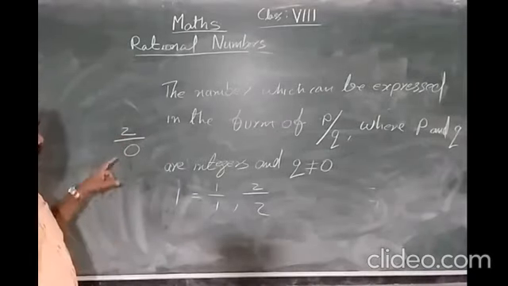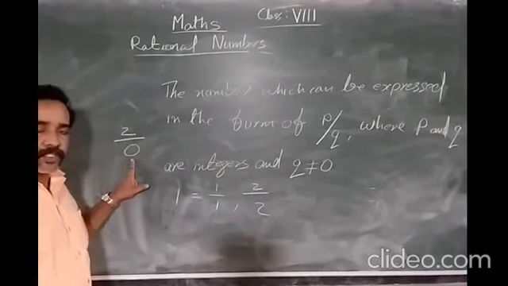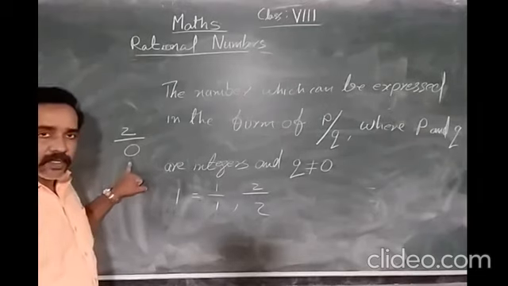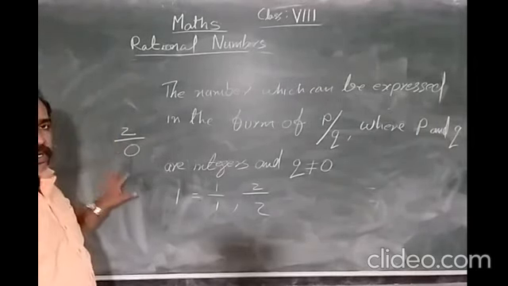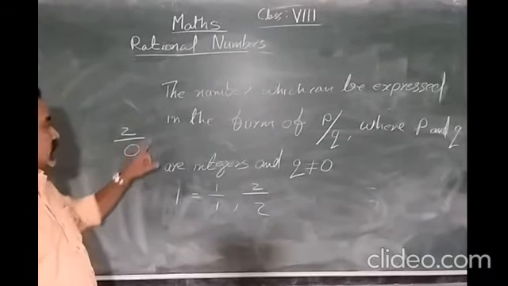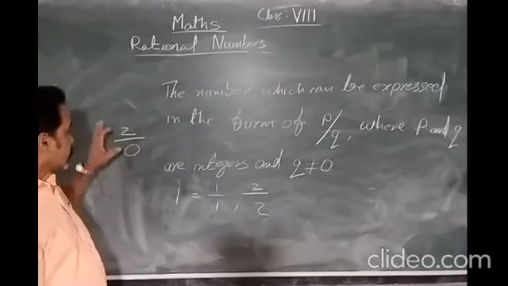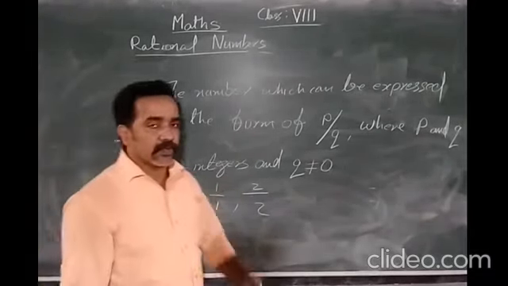What is the reason? Q must not be 0. The denominator must not be 0. If the denominator is 0, the number is not defined. There is no such number. So that is the definition of p by q.